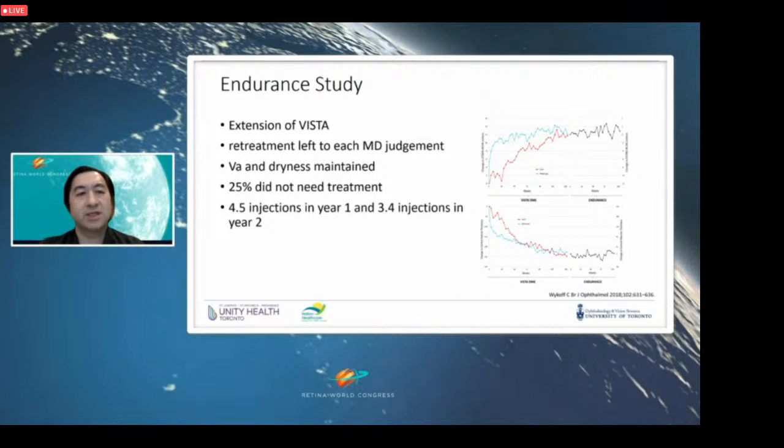The Endurance study is the extension of an extension study of the VISTA part of the pivotal trials, and their retreatment criteria was interesting as well, as they left it to each medical doctor's own judgment. You can see in the graphics to the right that the drying effect was maintained and the visual acuity was maintained. Again, 25% of patients did not need treatment. In the first year of this Endurance study, which is beyond the VISTA study, there were 4.5 injections in year 1 and 3.4 injections in year 2.